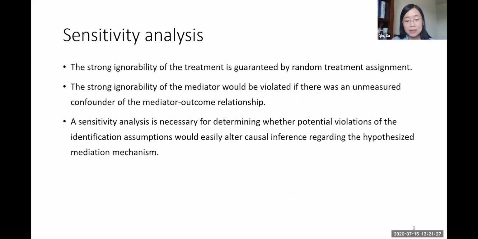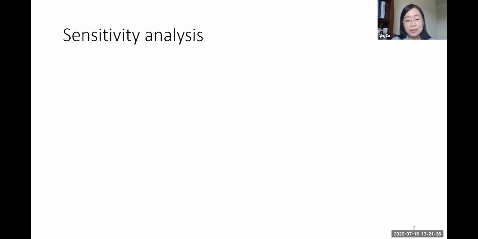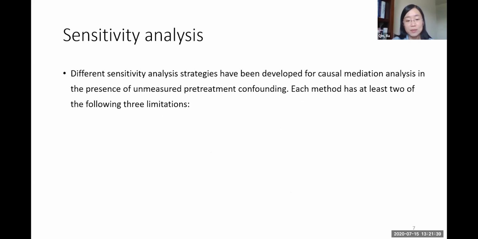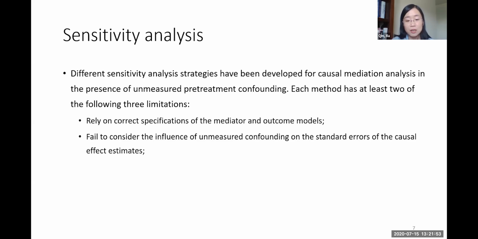A sensitivity analysis is therefore necessary for determining whether potential violations of the assumptions would easily alter causal conclusions. Different sensitivity analysis strategies have been developed for causal mediation analysis in the presence of unmeasured pre-treatment confounding. Each method has at least 2 of the following 3 limitations. It either relies on correct specifications of the mediator and outcome models, fails to consider the influence of unmeasured confounding on the standard errors of the causal effect estimates, or lacks intuitive interpretations of the sensitivity parameters.